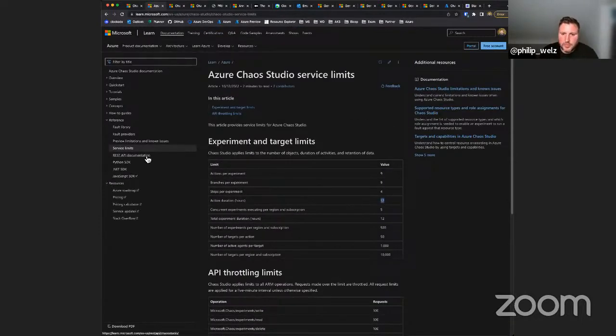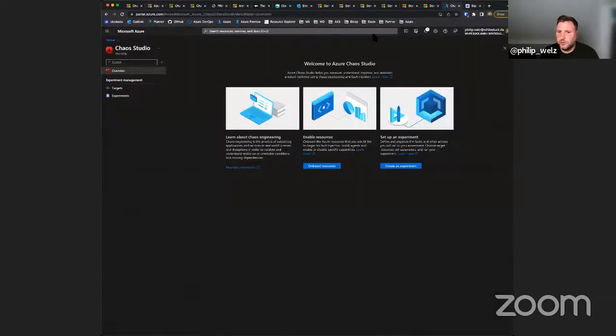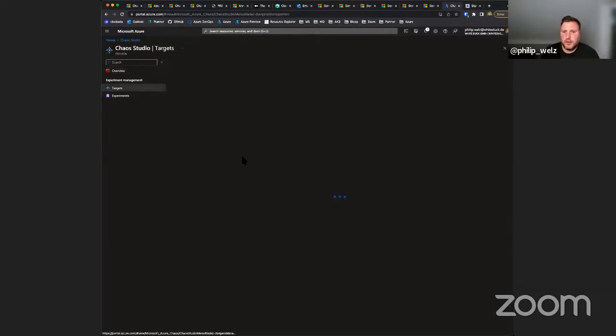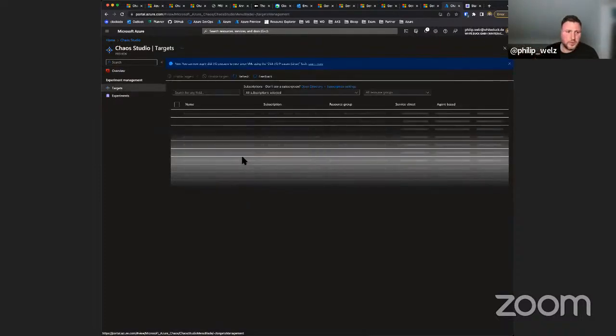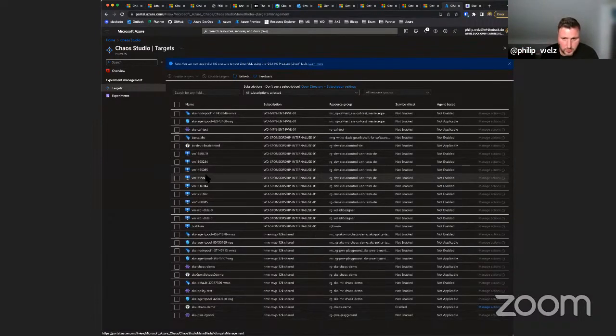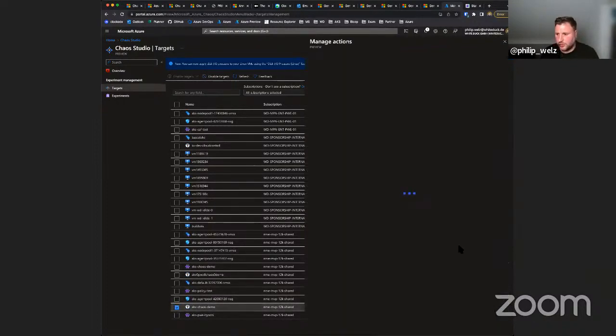Okay, then let's take a look at the portal. So this is the Chaos Studio preview still, as we talked about. Here we have the targets view, and we only see resources which are possible to onboard to Azure Chaos Studio. As we can see here, my Key Vault, which I already have, is enabled as a service direct target. And the agent-based is not applicable here. So this is really easy to do. And we go to manage actions.